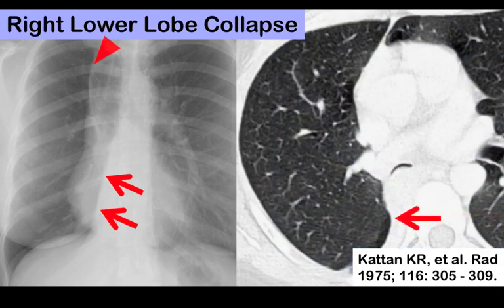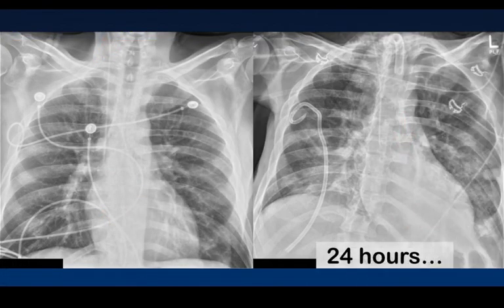On the CT scan, we can see the atelectatic right lower lobe, and we can see the mass obstructing, in fact, the bronchus intermedius here. The patient also had some degree of right middle lobe atelectasis as well.